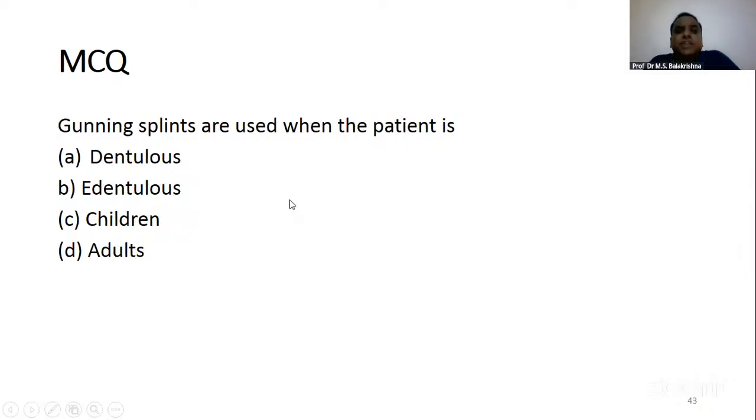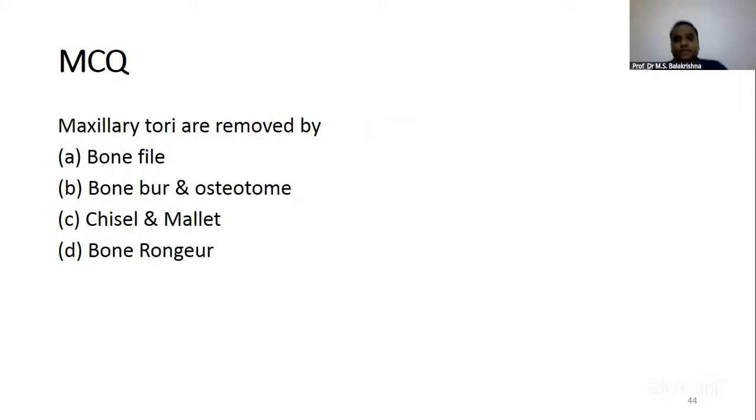Gunning splints are used when the patient is edentulous. This you know that gunning splint. It's like an acrylic plate is made and then a hole is kept in the center where patient can eat food and the medicines. Next question.